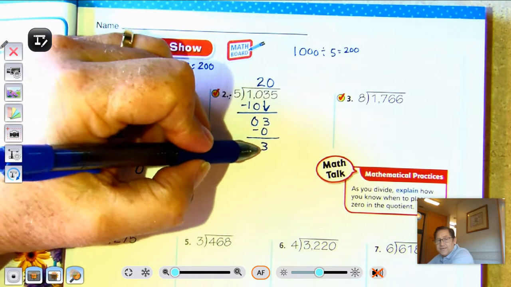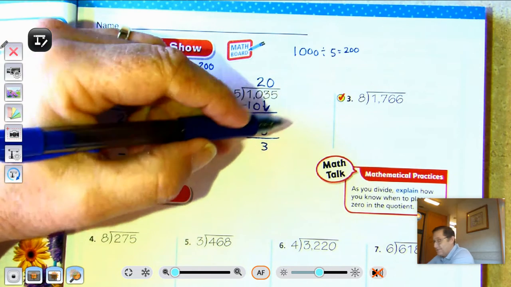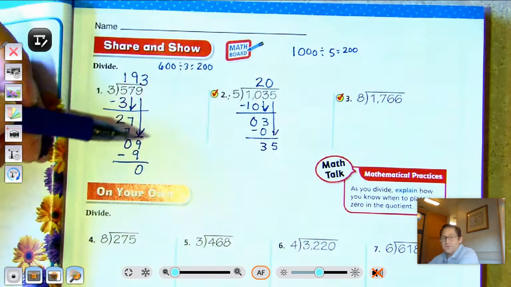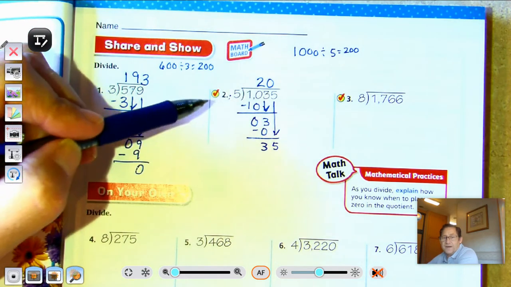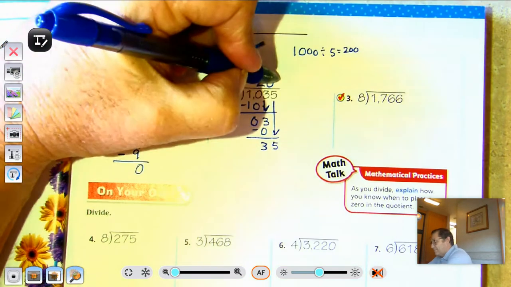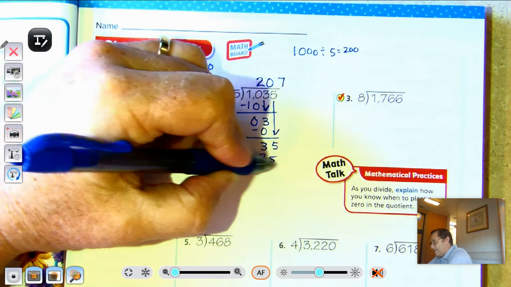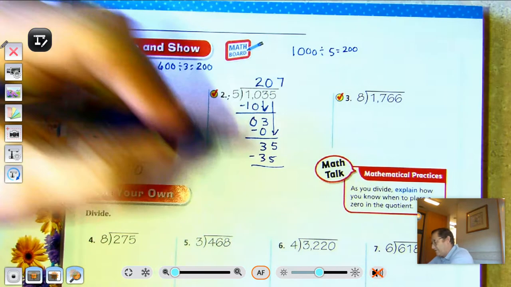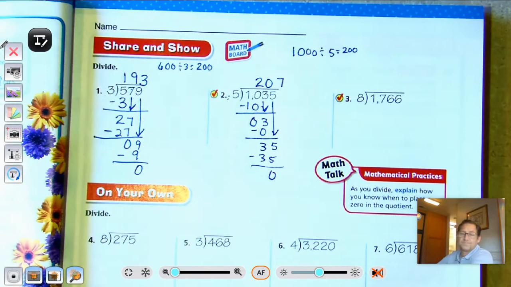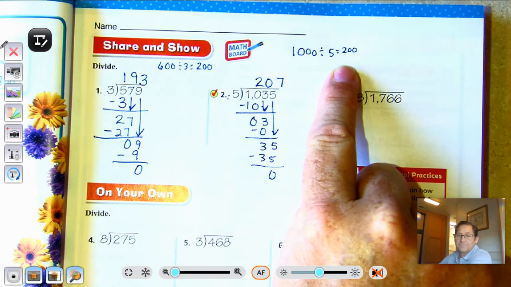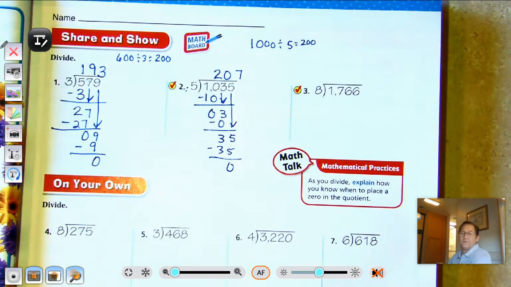So we're going to trade those 3 tens for 30 ones and bring down the other 5 ones. All right, so now we have 35 ones divided by 5. That's 7. 5 times 7 is 35. Subtract, we get 0. 207 is close to our estimate. All right, number 3.